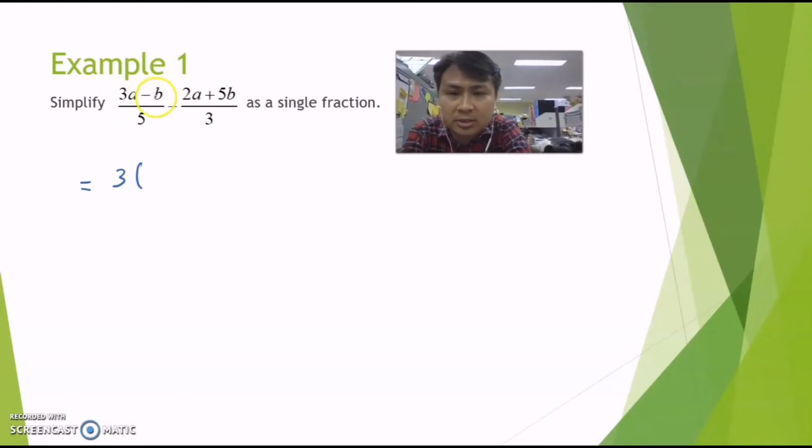Now when I multiply, I'm multiplying the whole numerator, so I need to put in a pair of brackets here. Then I see a minus here, so I'll write a minus here. Boom, so 5 multiplied by 2a plus 5b.